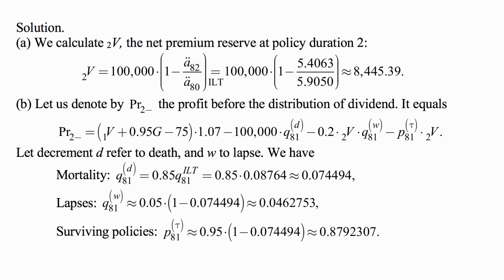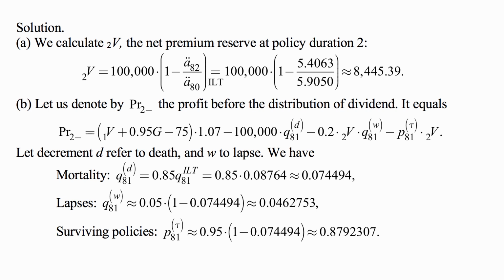For Part A, we calculate the net premium reserve at policy duration 2 using the annuity ratio formula, because the illustrative life table and 6% interest are the assumptions for the calculation. So 2V will be simply equal to 100,000 times 1 minus ä80+2 over ä80, which we look up in the table as 5.4063 and 5.9050. After we do the calculation, this comes out to be approximately 8,445.39.